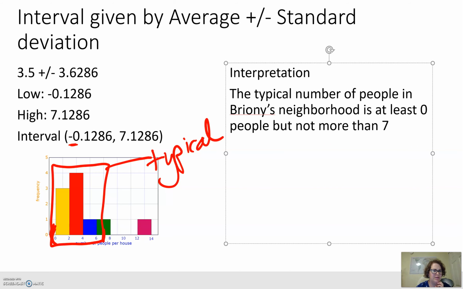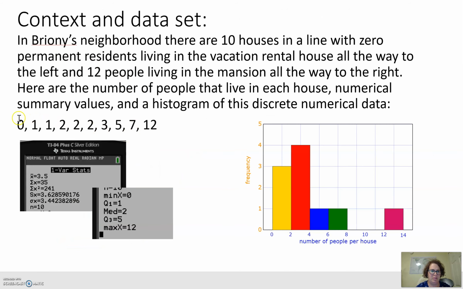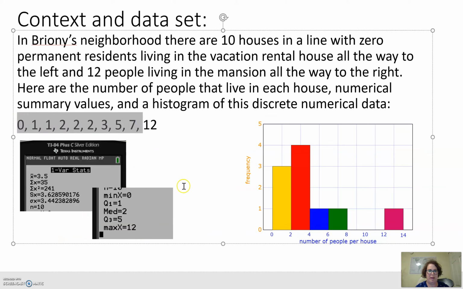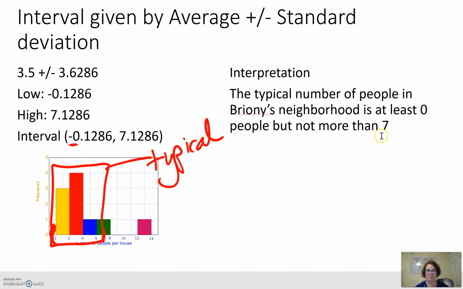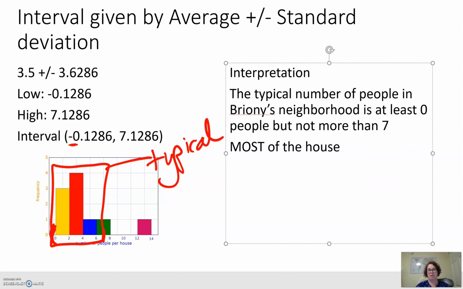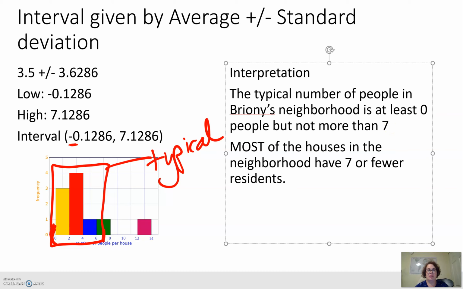And if we look at our data again, all the way back, for typical households, well, shoot, that's just about all the households except for this one mansion over here that we already identified as an outlier. Okay, so we can say typical is the same as saying most of the houses in this neighborhood have 7 or fewer residents. There might be the odd one out, but it was rare.